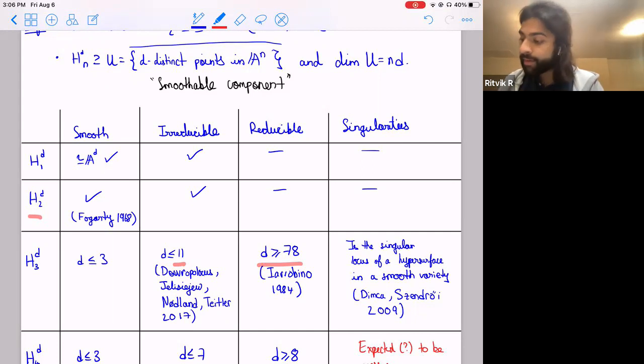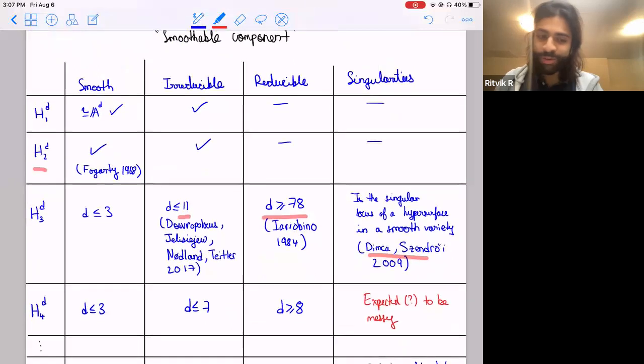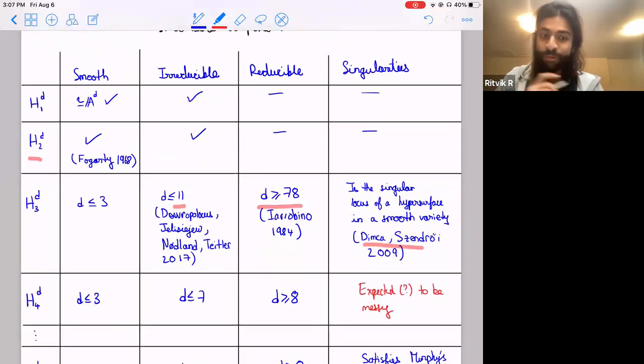With respect to singularities, this Hilbert scheme is known to be the singular locus of a hypersurface inside a smooth variety. So its singularities are also restricted. I don't know where this first appeared, but it is in this paper by these two authors. We can move on to the Hilbert scheme of points in four-space.